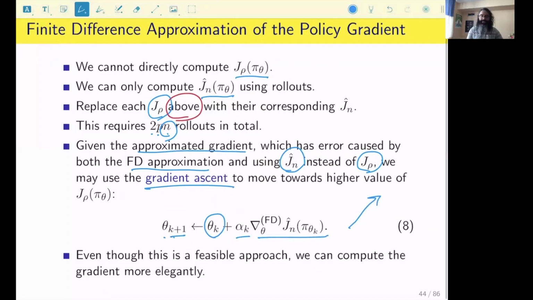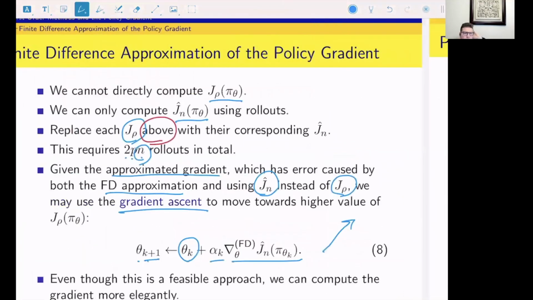Okay, so this is a kind of warm-up approach. This is feasible, but we can compute the gradient more elegantly. We don't need to use something like finite difference methods in order to compute the gradients.